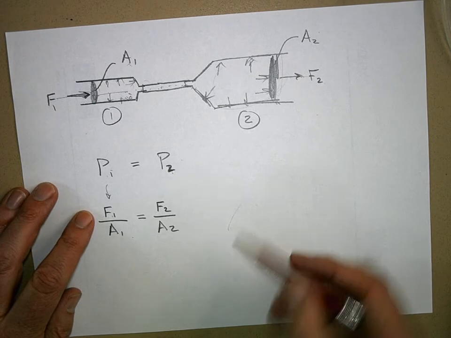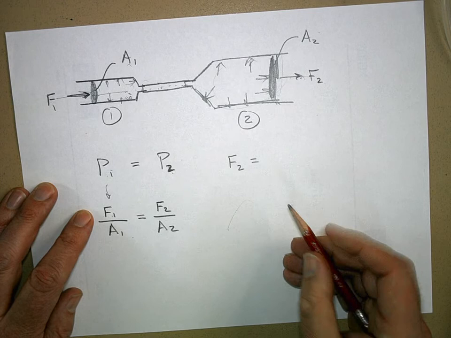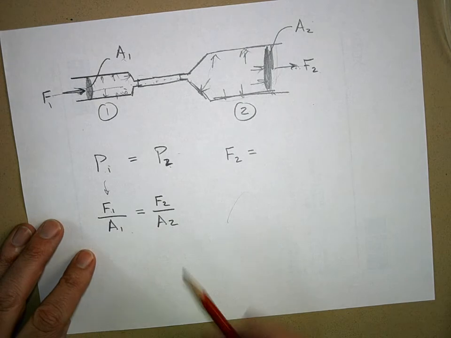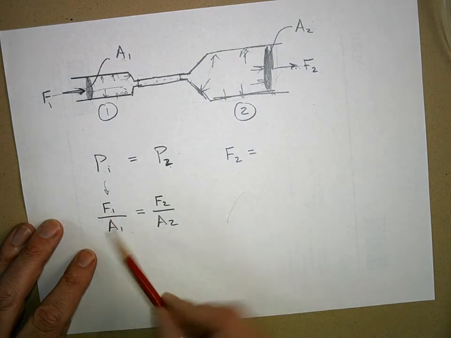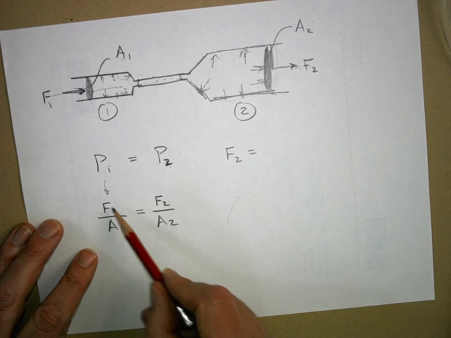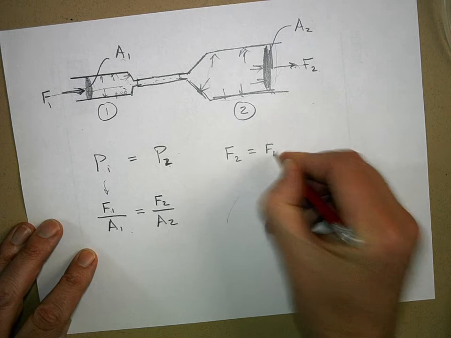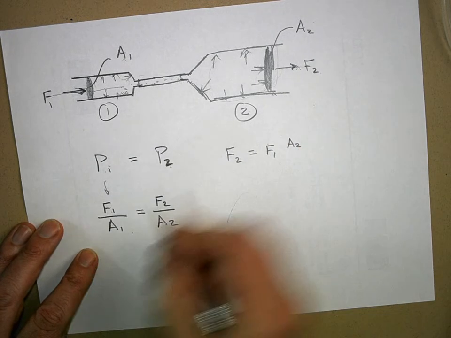Let's solve for F2. If I want to know what F2 is, remember how to do proportions? You cross multiply and divide. So F2 is equal to F1 times A2, so F1 times A2 divided by A1.